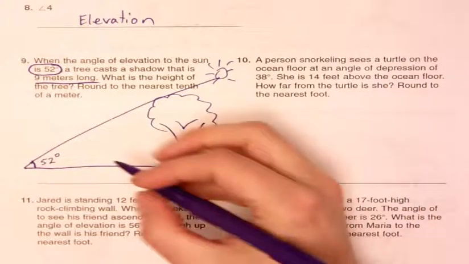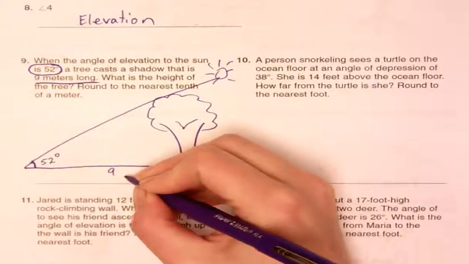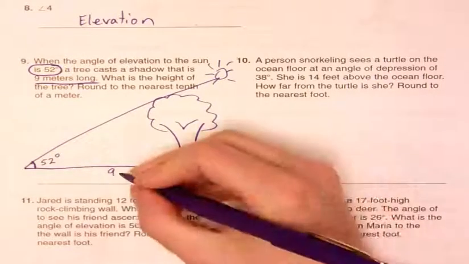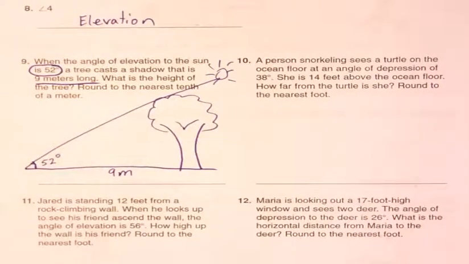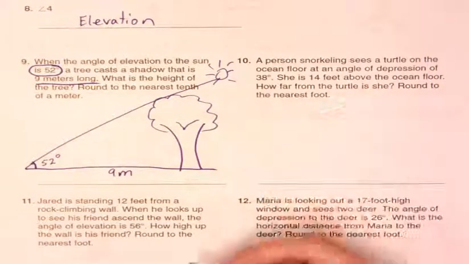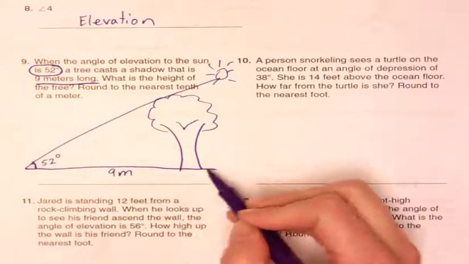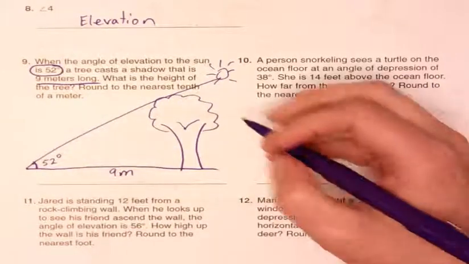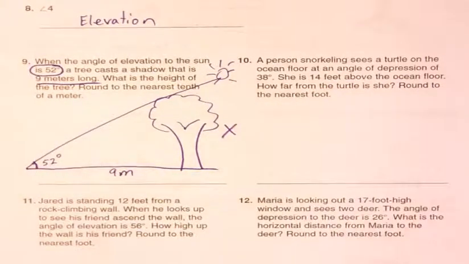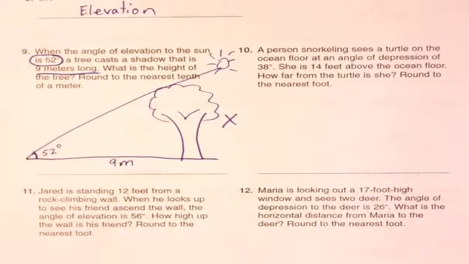All right, so which side is it asking us to find? The height of the tree. Okay, so the shadow is 9 meters long. The shadow's along the ground. So the height of the tree, we put our X here. So now what are we going to use to solve this?